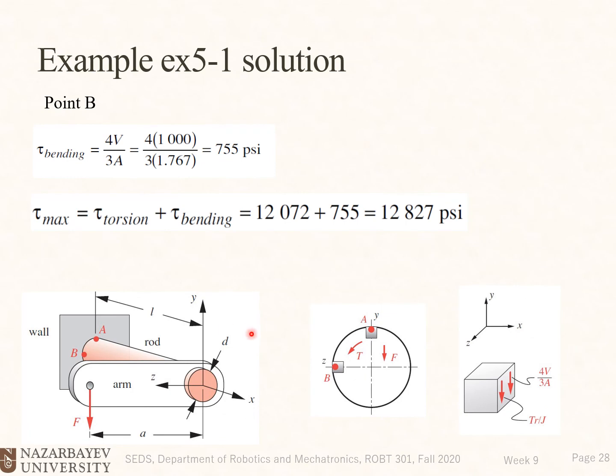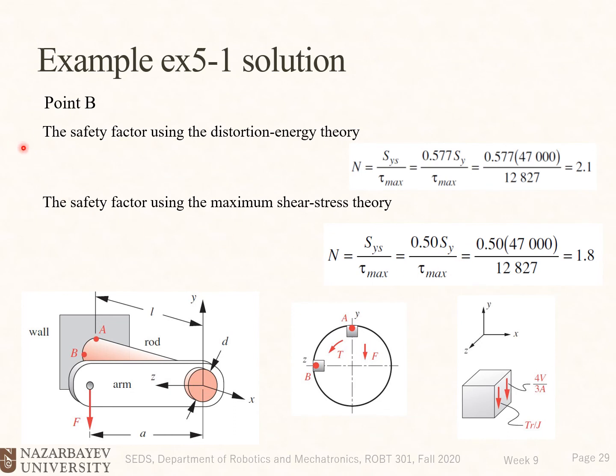Now we will continue with point B. For point B, we have two types of shear, torsion and bending. We need to sum them up, and calculate tau for bending. We have this formula for solid circular cross sections, 4V divided by 3A, and now we have tau maximum. So for point B, the safety factor using the distortion energy theory is N equals Sys divided by tau max.